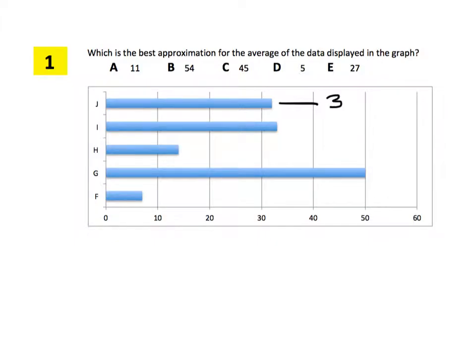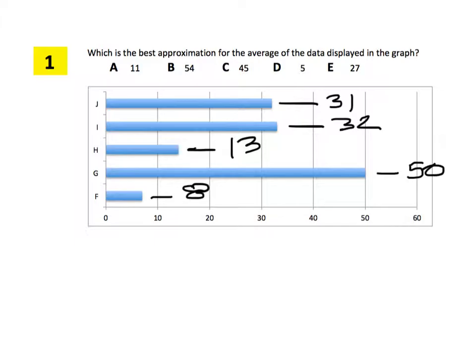He says 31. What about this one? 32. What about this one? 13. And what about this one? 50. What about this one? 8. Okay, so add all of those up.